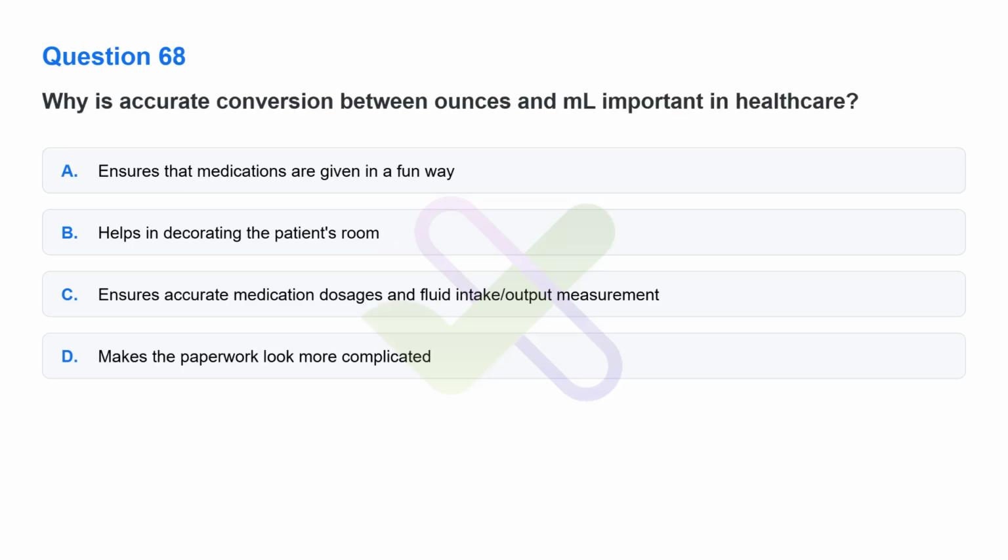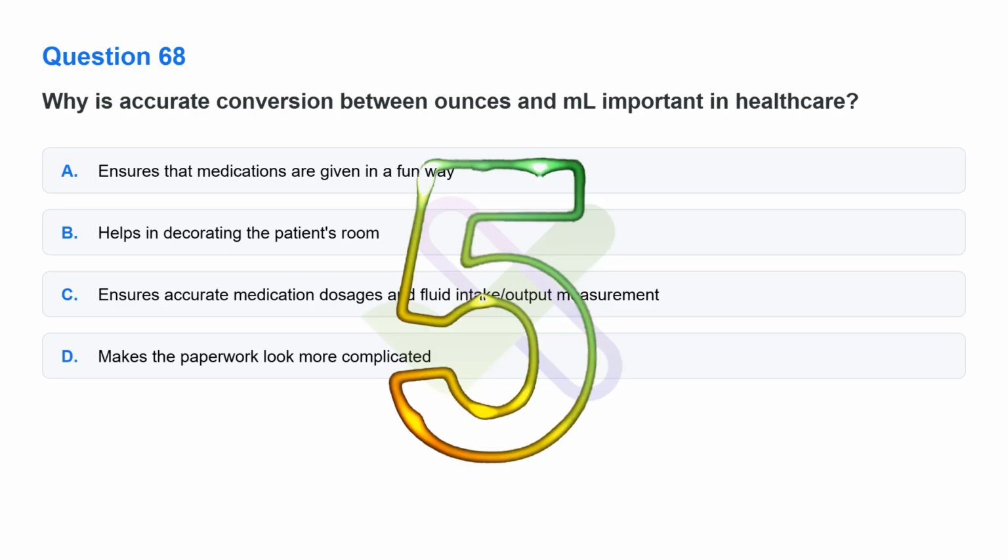Why is accurate conversion between ounces and ml important in healthcare? A. Ensures that medications are given in a fun way. B. Helps in decorating the patient's room. C. Ensures accurate medication dosages and fluid intake/output measurement. D. Makes the paperwork look more complicated.